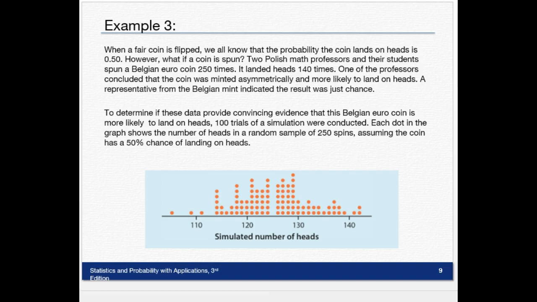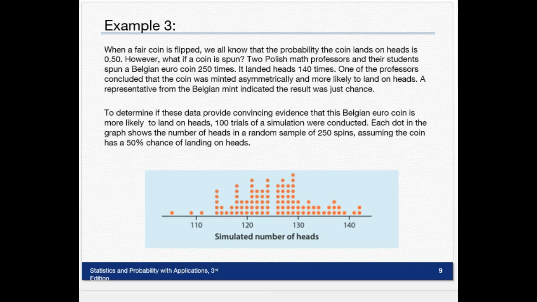Well, to determine if these data provide convincing evidence that the Belgian euro coin is more likely to land on heads, 100 trials of a simulation were conducted. Each dot in the graph shows the number of heads in a random sample of 250 spins, assuming the coin has a 50% chance of landing on heads.